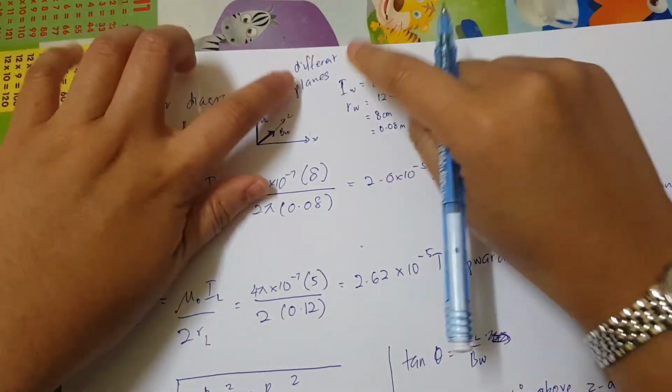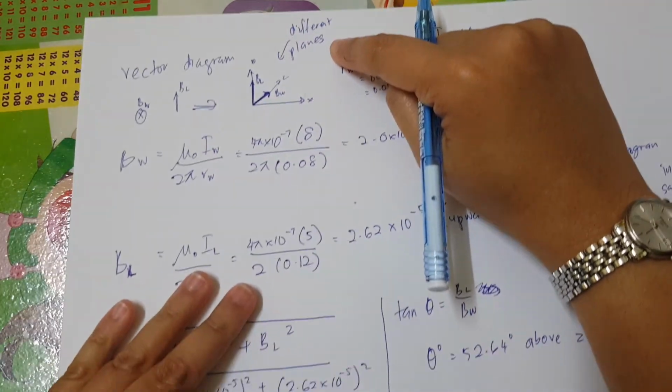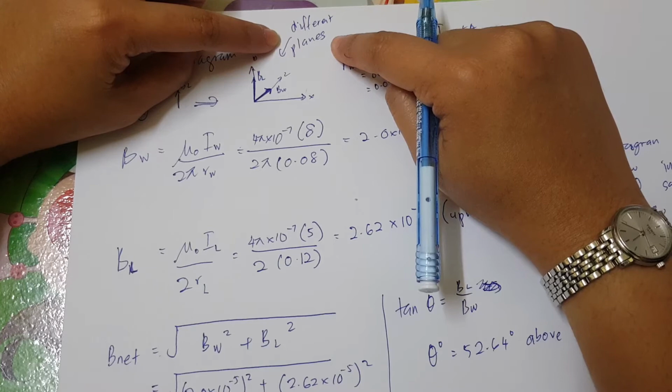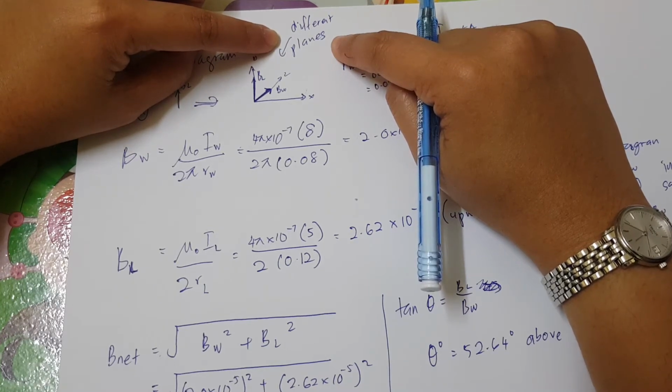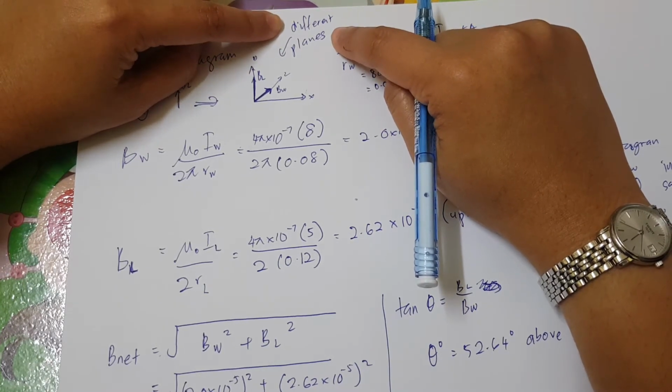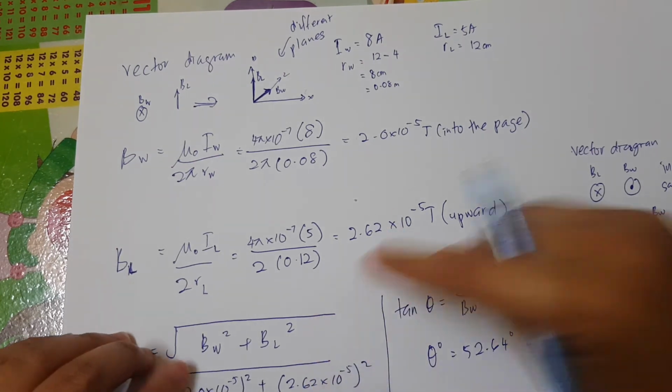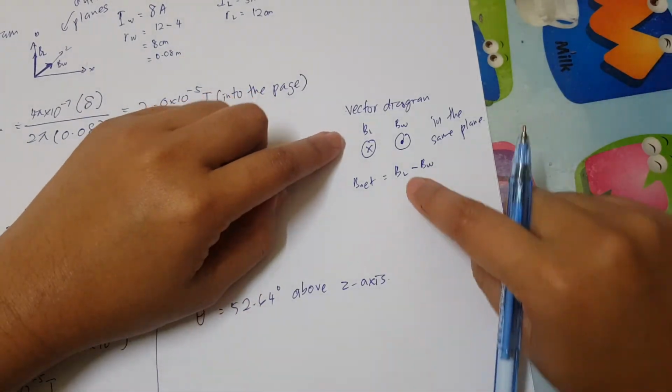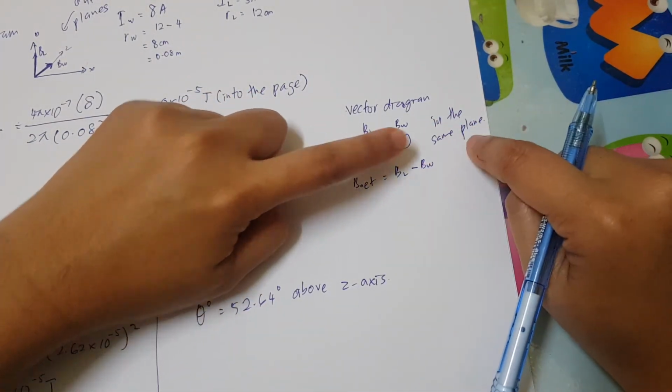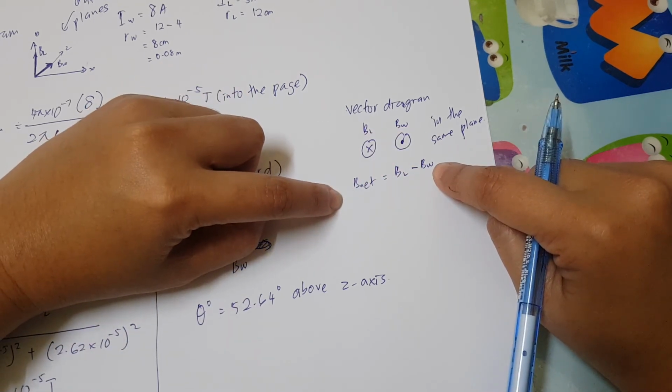planes. So for different planes, because magnetic field is a vector quantity, different planes require vectorizing. And for like this, same plane, you can just do addition or subtraction.